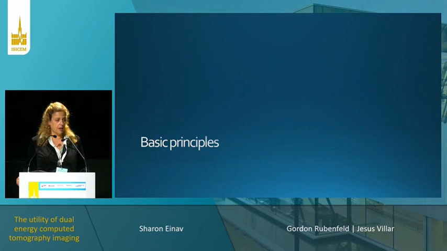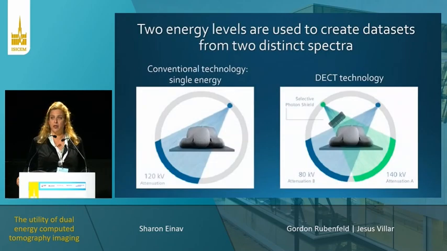So the basic principle of dual energy CT is the use of two energy levels rather than one. You can see here the conventional technology used, which uses a single energy at 120 kilovolt. And then there is the dual energy technology, which uses two levels of energy and attenuation.